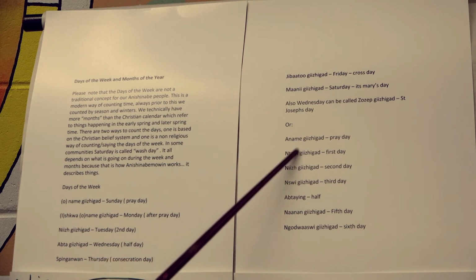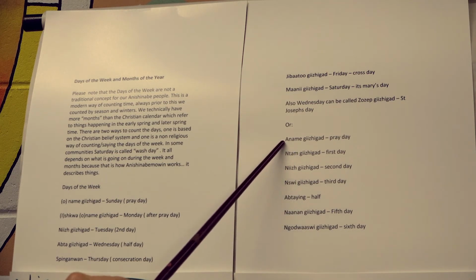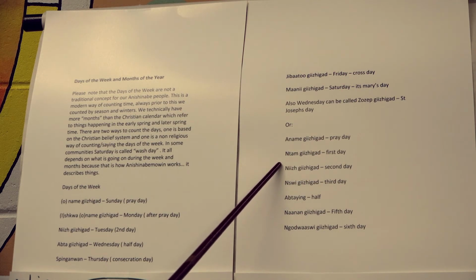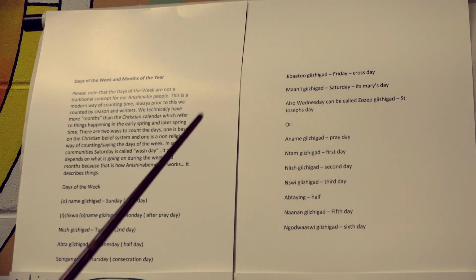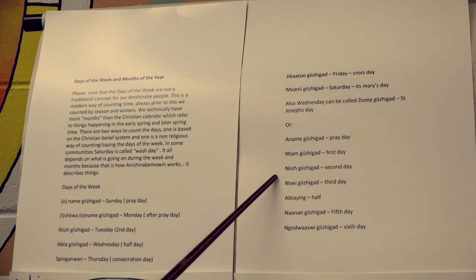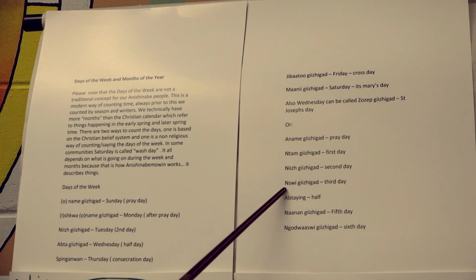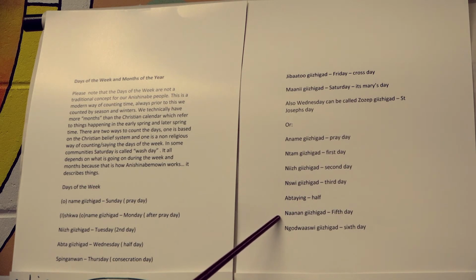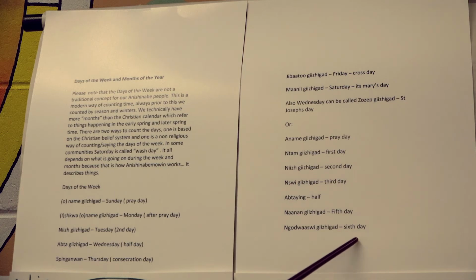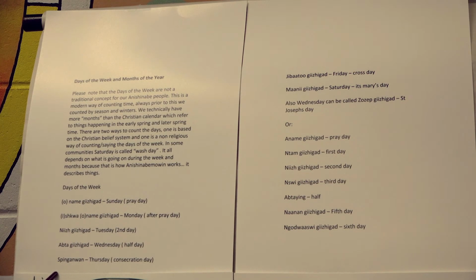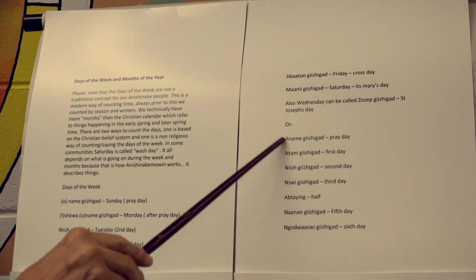And then we have these days here. We can say Nemegishgat, which is pray day. Nitamgishgat is first day. Some have numerized the days, eh? Nishgishgat is second day, which refers to Tuesday. Niswegishgat, which is Wednesday, third day. And then Aptwing is half. And then we have Nanangishgat, which is the fifth day, or Jibatugishgat up here, right? Which is Friday. And then we have Godosugishgat, which is the sixth day. So some people choose not to go by the Christian way of naming the days of the week. They choose to do this here part. And it's a choice that people have.